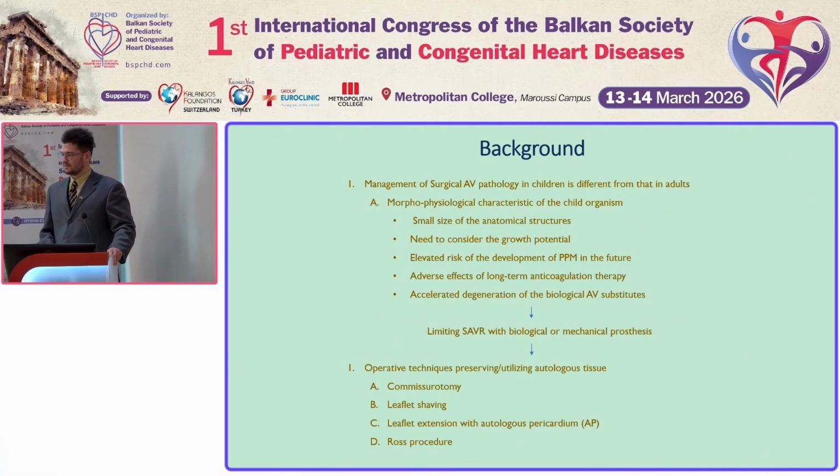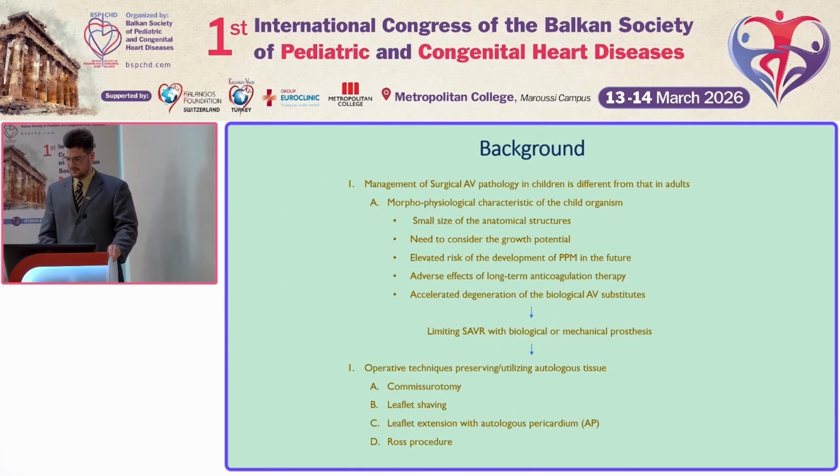Management of surgical aortic valve replacement and pathology in children is different from that in adults, as one must consider the morphophysiological characteristics of the child's organism, with the small size of anatomical structures and the need to consider the growth potential, which can, in follow-up, increase the risk of developing prosthesis-patient mismatch. This limits surgical aortic valve replacement with biological or mechanical prostheses, especially as the child's organism has a more severe impact on biological materials that are not native.